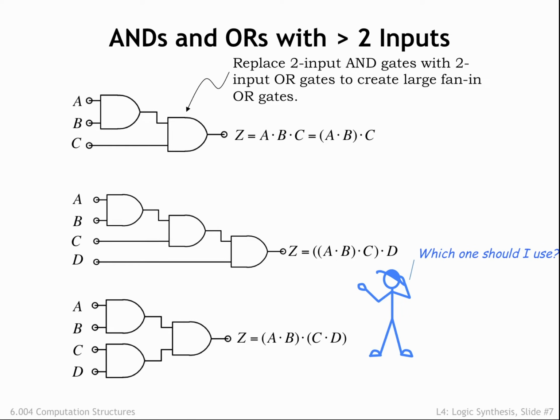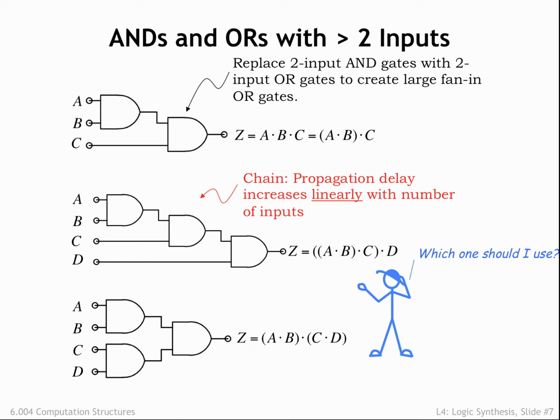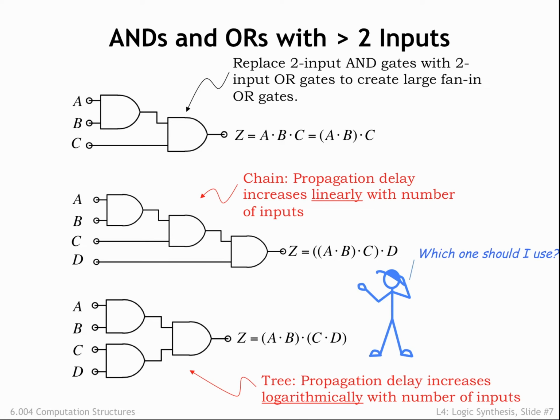Now consider propagation delay. The chain circuit in the middle has a TPD of 3 gate delays, and we can see that the TPD for an n-input chain will be n-1 gate delays. The propagation delay of chains grows linearly with the number of inputs. The tree circuit on the bottom has a TPD of 2 gates, smaller than the chain. The propagation delay of trees grows logarithmically with the number of inputs. Specifically, the propagation delay of tree circuits built using 2-input gates grows as log base 2 of n. When n is large, tree circuits can have dramatically better propagation delay than chain circuits.